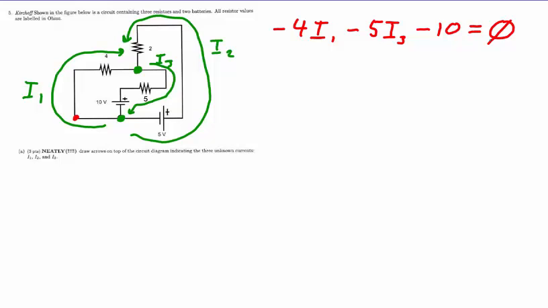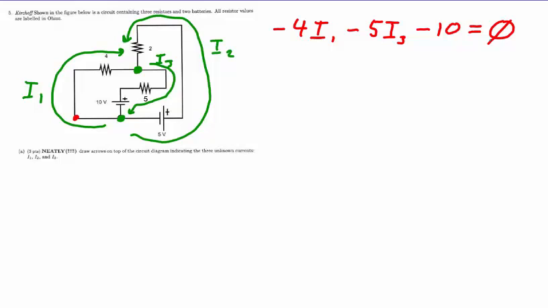If we're to write a second equation, we need to find at least one circuit element that has never before been used in a loop equation and use that. We actually have 2 elements that have never been used in loop equations. These are the 5 volt battery and the 2 ohm resistor.